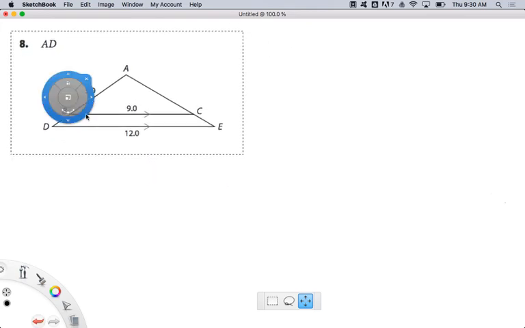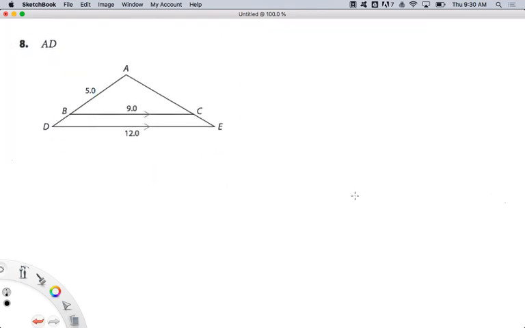Let's take a look. Here it looks a little bit more challenging because instead of two triangles right next to each other, you have one triangle inside of another. But if you look at it, it's quite clear that you have this smaller triangle and the larger triangle. Now, I'm trying to find AD. Question is, how do I find that?